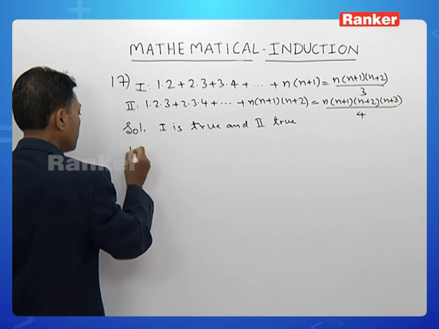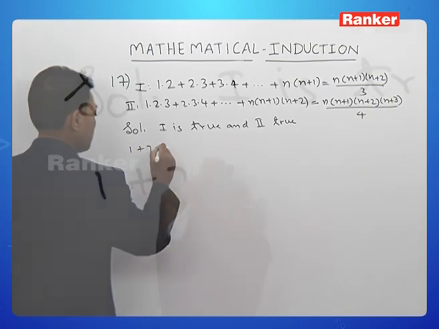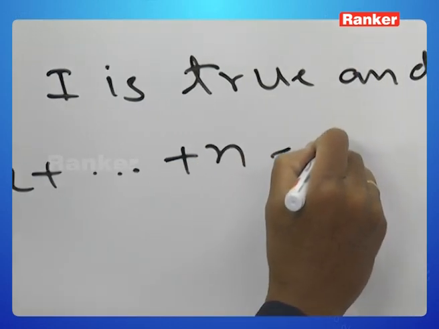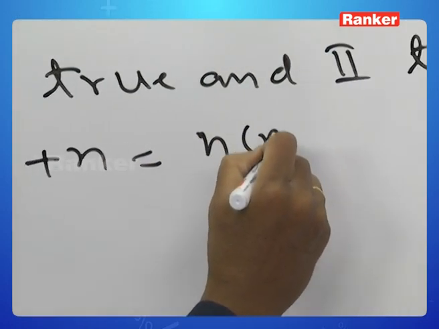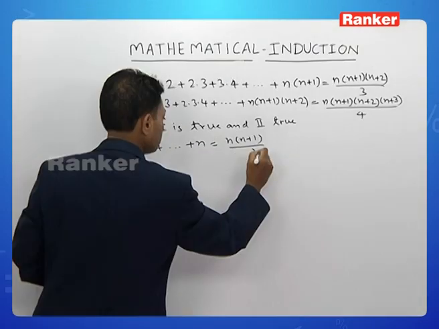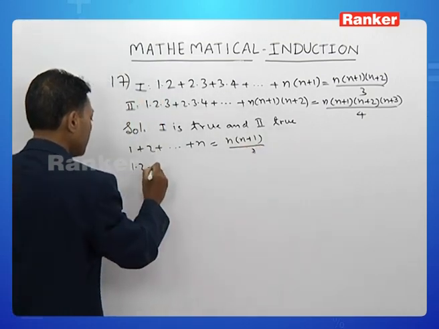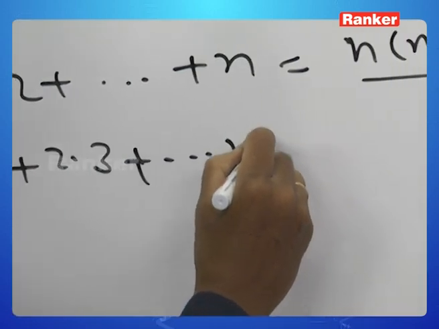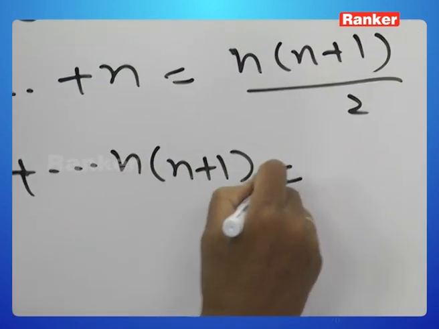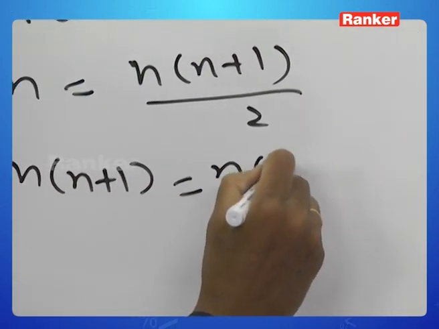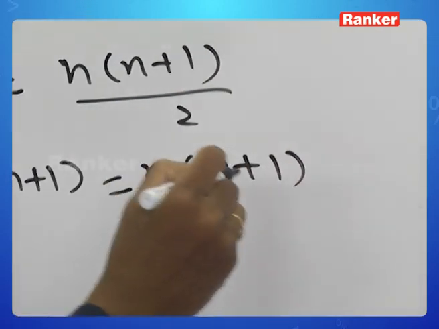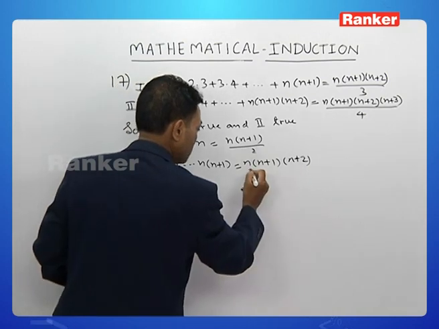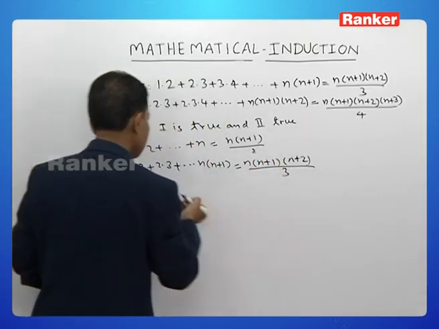Suppose you say 1 plus 2 plus 3 up to n, your formula is sigma n, right? n into n plus 1 by 2. Suppose 1 into 2 plus 2 into 3 and so on up to n into n plus 1 is there. Then what is your answer? n plus 1, take the next factor, n plus 2. Here we got 2, here you get 3.